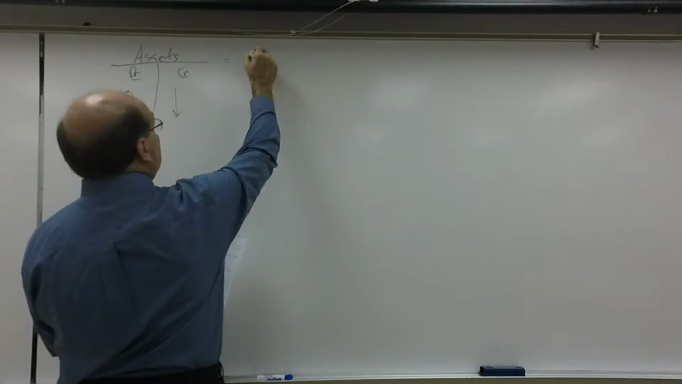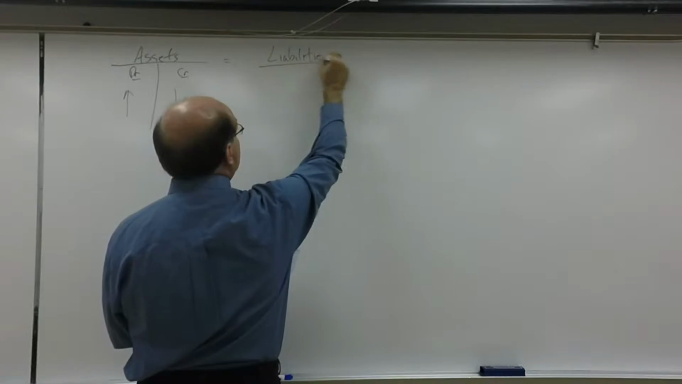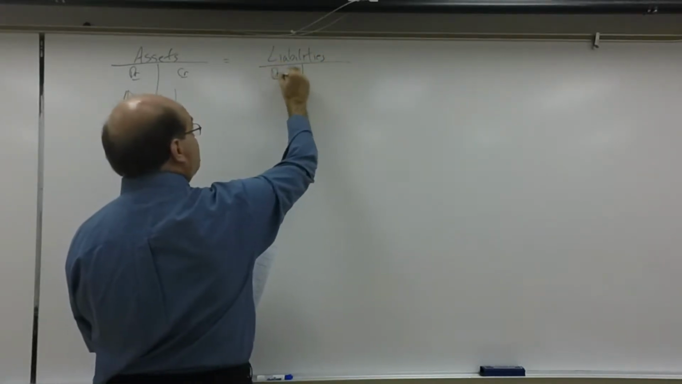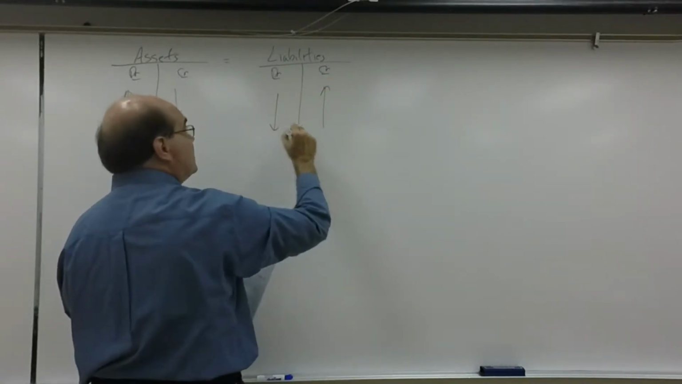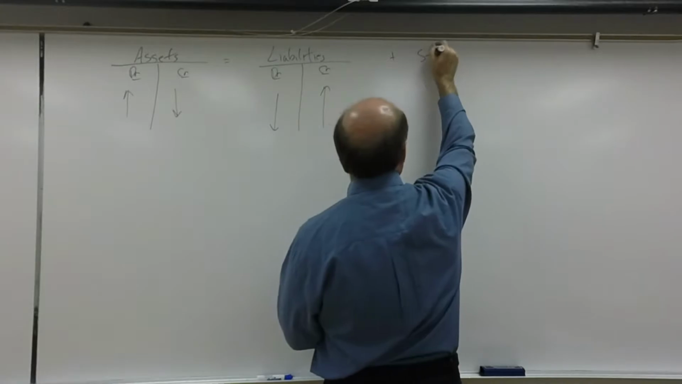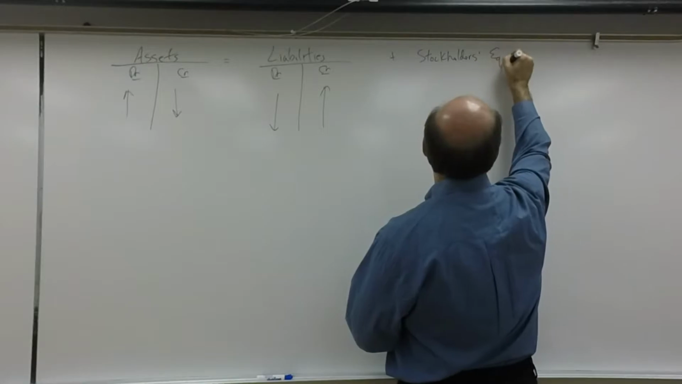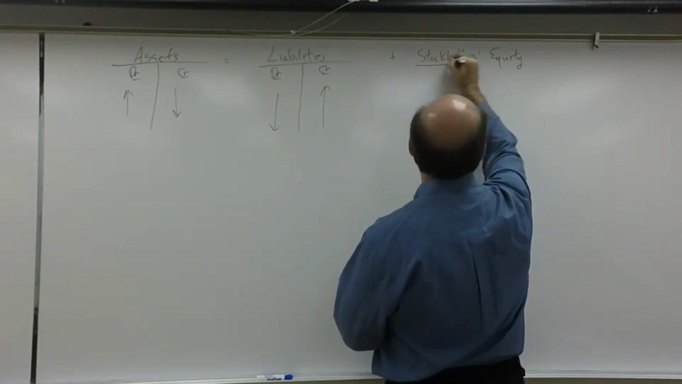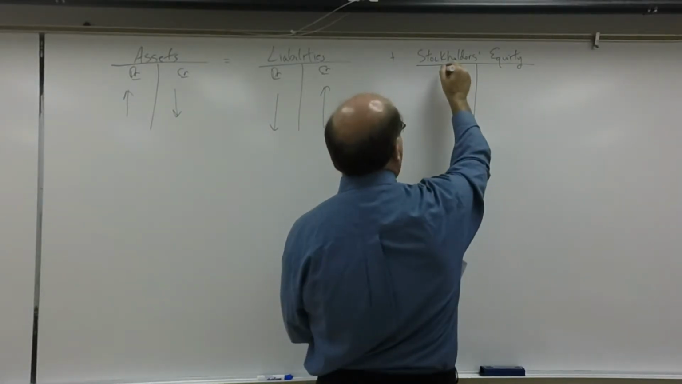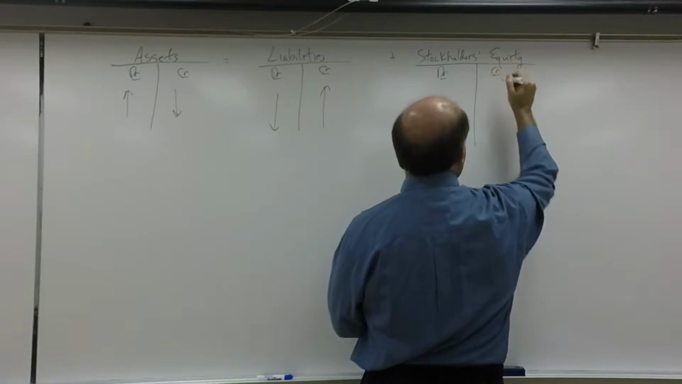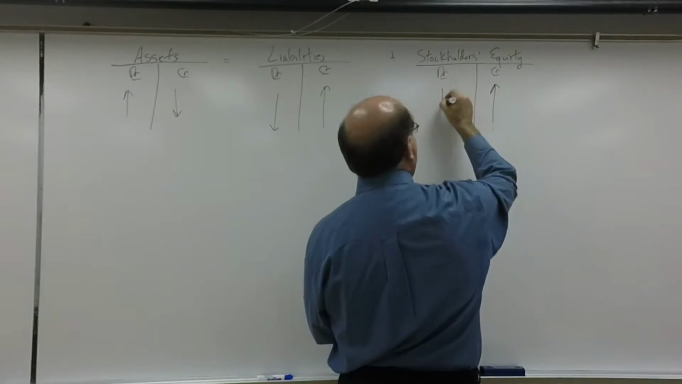And then they're going to equal the liabilities, or the obligations to pay. Liabilities are increased by credits, and they're decreased by debits. And then we have over here the stockholders' equity. So the entire accounting process is built on the accounting equation. Again, we have debits on the left, credits on the right, and we increase stockholders' equity by credits, and we decrease it with debits.